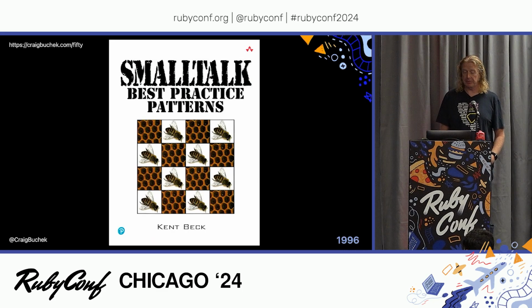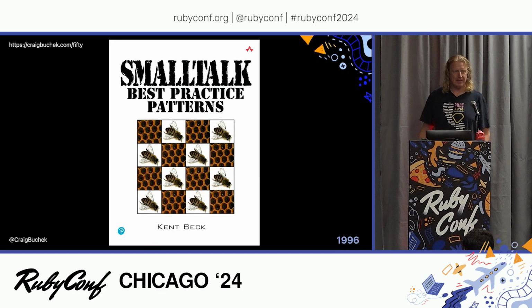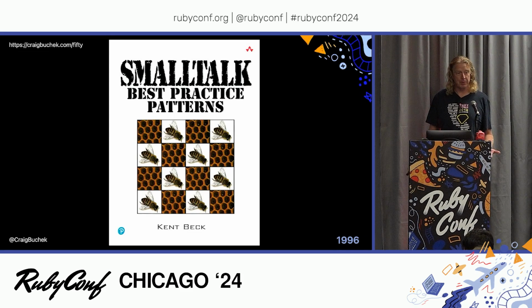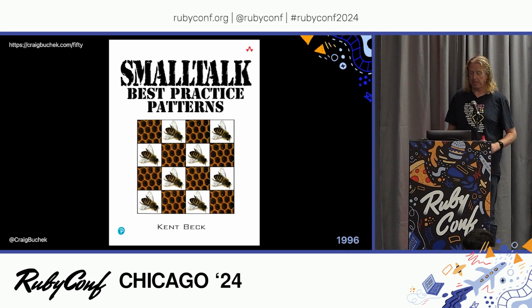1996, for a long time, this was my favorite Ruby book, even though it mentions zero Ruby. It's Design Patterns in the Small. It's written by Kent Beck. He wrote the book on test-driven development. He wrote the book on extreme programming. And he was later involved in the Agile Manifesto.